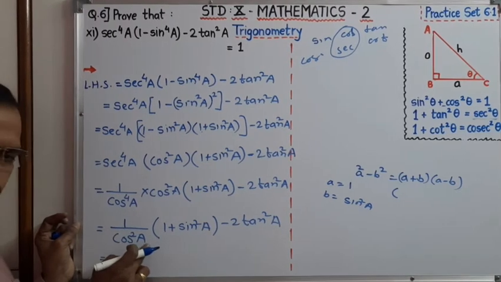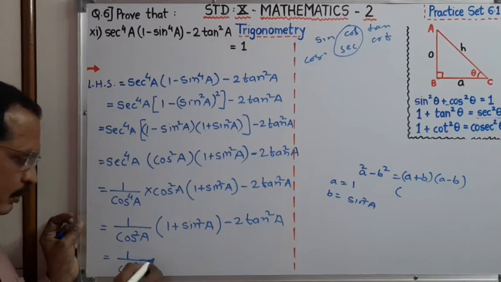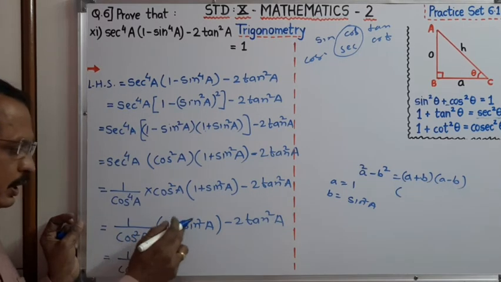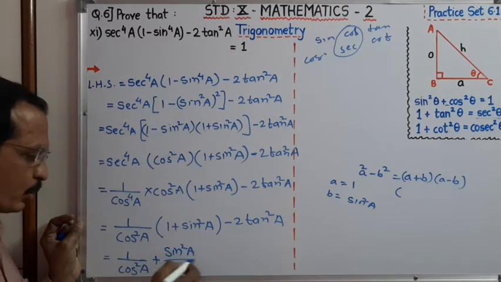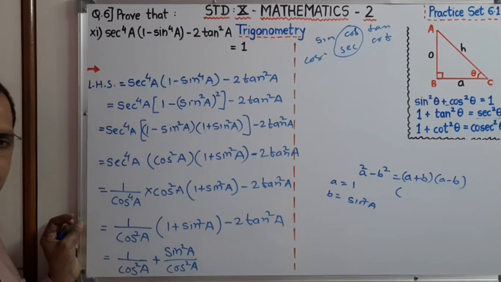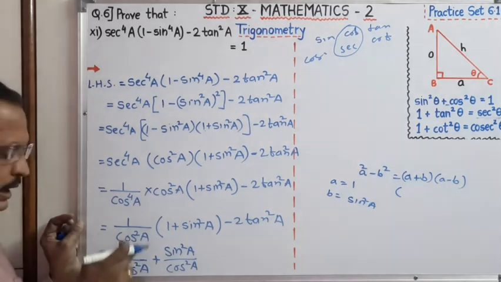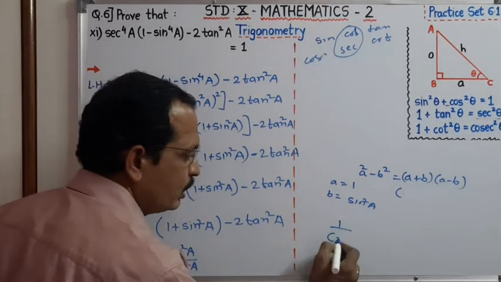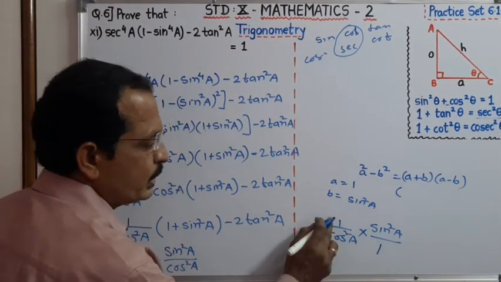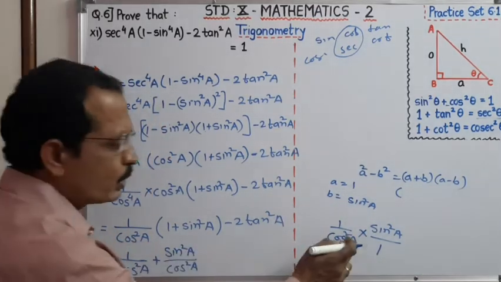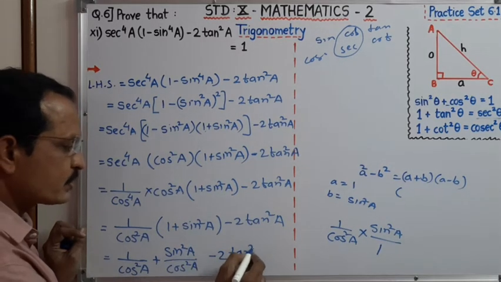Therefore 1 upon cos^2 A into 1 means 1 upon cos^2 A, plus 1 upon cos^2 A into sin^2 A. Therefore we write here sin^2 A upon cos^2 A. Isn't it? Very simple. See dear student, 1 upon cos^2 A into 1, therefore it is as it is. And 1 upon cos^2 A into sin^2 A upon 1: 1 into sin^2 A is sin^2 A, upon cos^2 A into 1, that is cos^2 A, minus 2 tan^2 A.